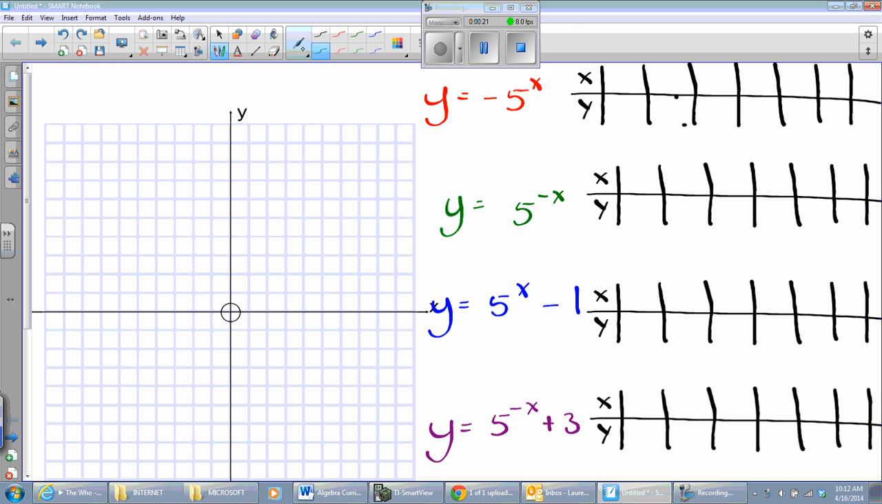Well, first of all, let's start off with graphing this y equals negative 5 to the power x. Now, when you're deciding what to put in your input-output table, I like to consider what's going to happen with 5 to the x. Well, if x is 0, I'm going to get 1. If x is 1, I'm going to get 5. If x is 2, I'm going to get 25. So I'm probably not going to go 2 because it's not going to show up.